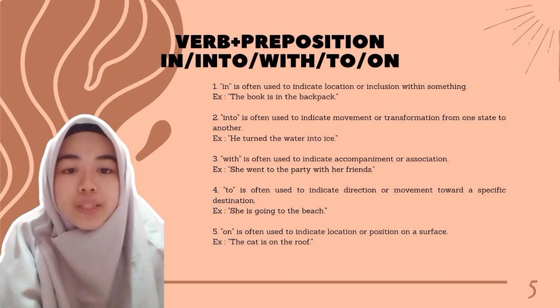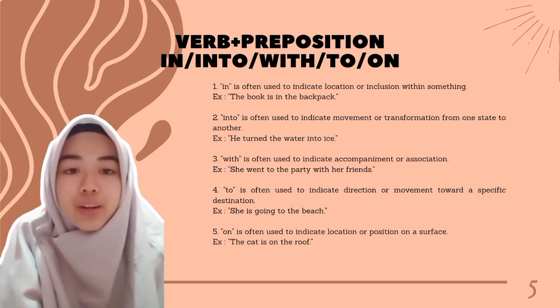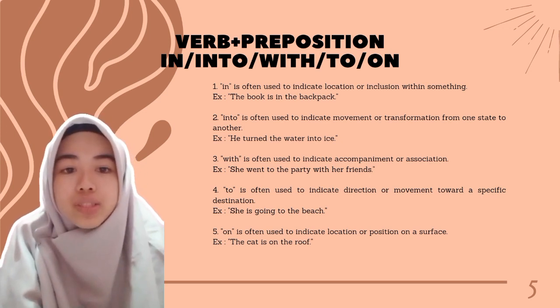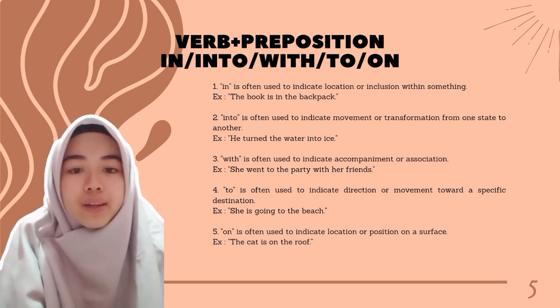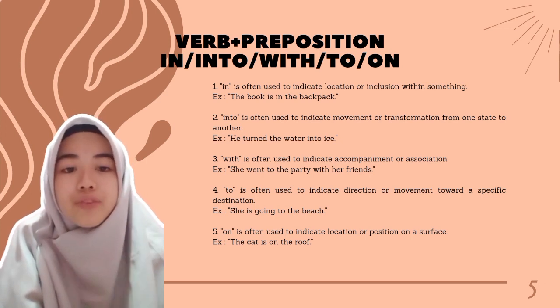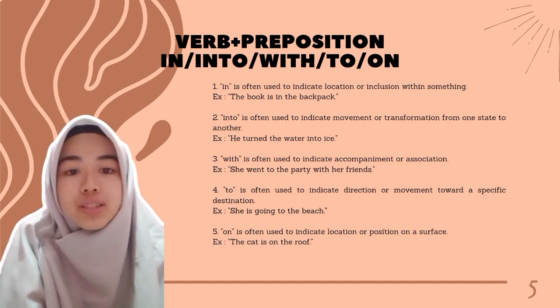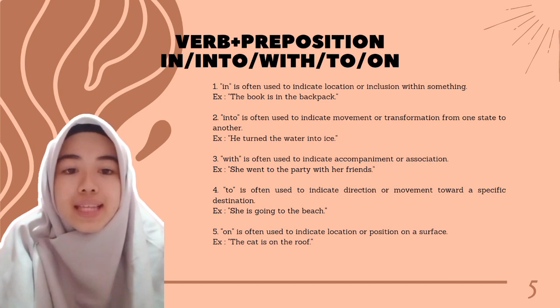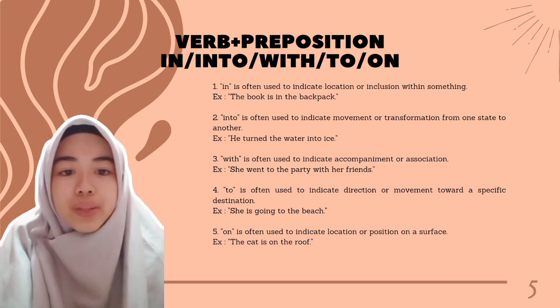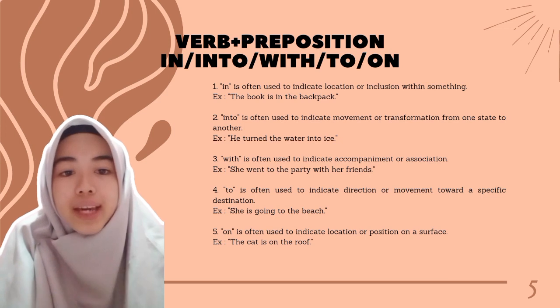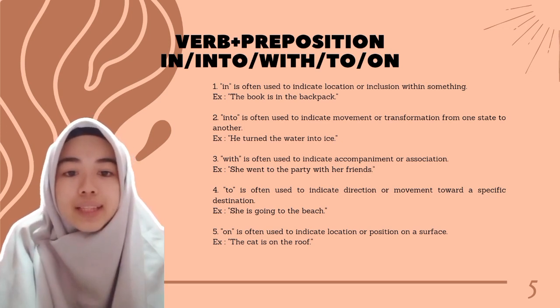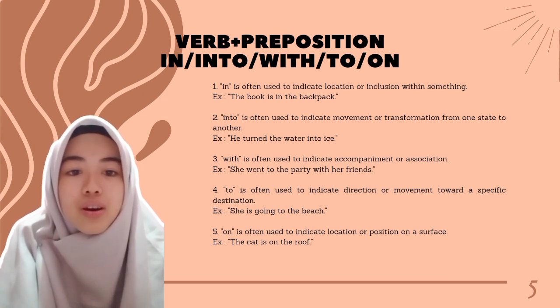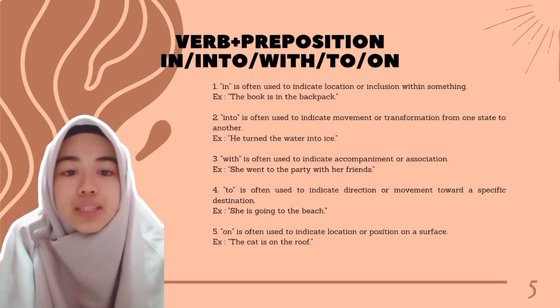Next, I would like to convey about verb plus preposition in, into, with, to, and on. They can be used with different verbs to convey different meanings. In is often used to indicate location or inclusion within something. For example, the book is in the backpack. And then into is often used to indicate movement or transformation from one state to another. For example, he turned the water into ice. And then with is often used to indicate accompaniment or association. For example, she went to the party with her friends. And then to is often used to indicate direction or movement towards a specific destination. For example, she is going to the beach. And then on is often used to indicate location or position on a surface. For example, the cat is on the roof.